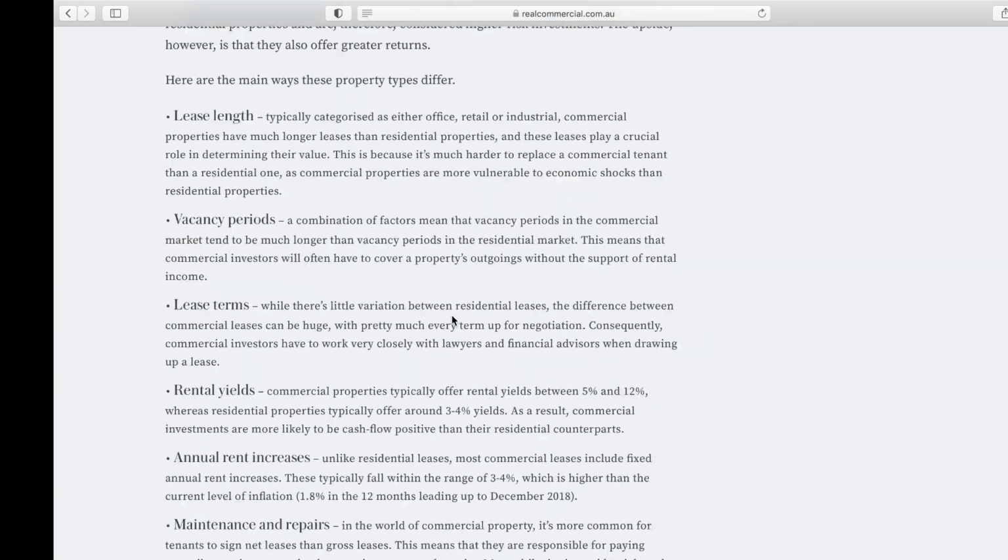Hi guys, today's video is going to be another one on commercial property investment in Australia, and it's going to be on the differences between residential property and commercial property, because when I looked online, what I tended to find was that a lot of the information on there lacked a lot of detail. So I'm going to put my own personal spin on it in terms of the things that I think are different between commercial and residential property.